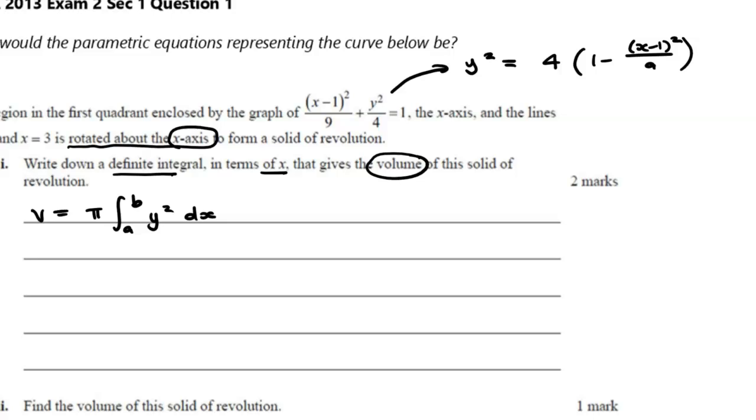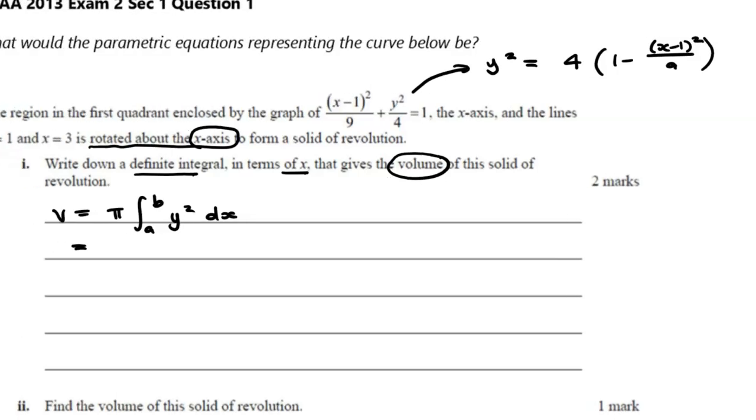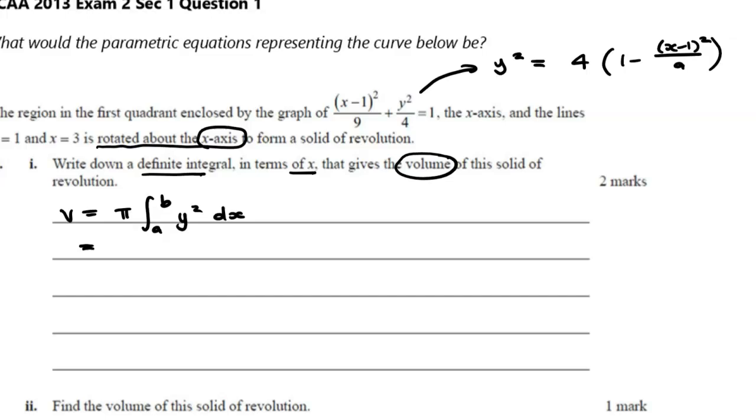Great. So that means we can pop that into this integral, and it doesn't even ask us to evaluate it. It just says write down a definite integral. So we're going from pi, and it said we were enclosed by the x-axis, so that's the bottom of it, and the lines x equals 1 and x equals 3. So when we're thinking about the limits of the integral with x's, because remember the dx is reminding us that we're looking at the limits of x, it's going from 1 to 3. y squared we said was equal to 4 times 1 minus (x minus 1) squared over 9, and dx. That's all you need for that.